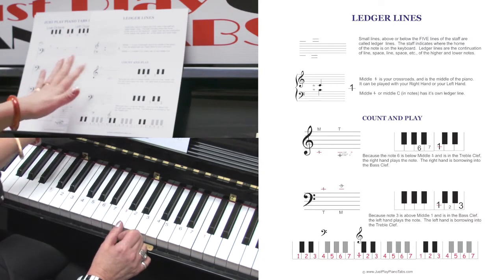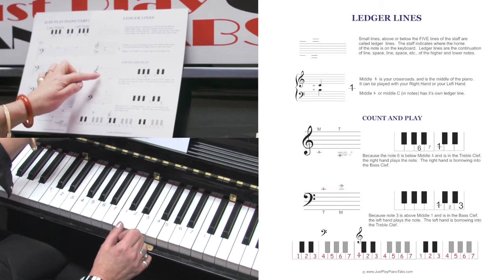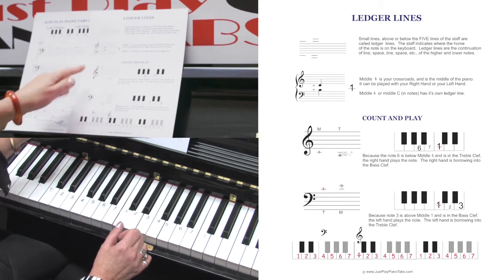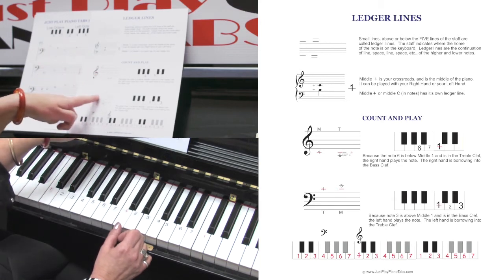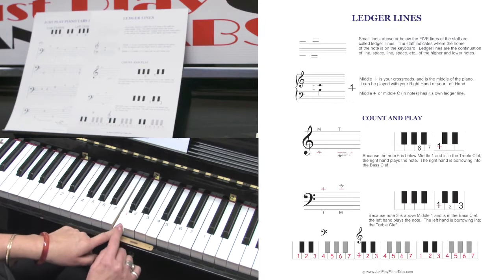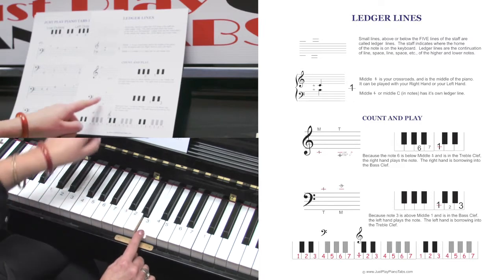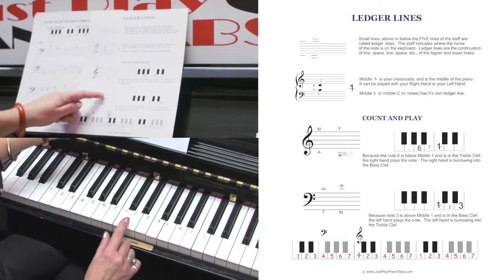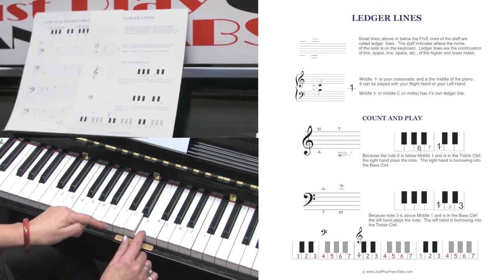So here's just a reinforcement on understanding ledger lines for those who want a quick refresher. We should all know this. We know that this is middle 1. Now above, the second ledger line is 3, because it's line, space, line, line, space, line. Okay?